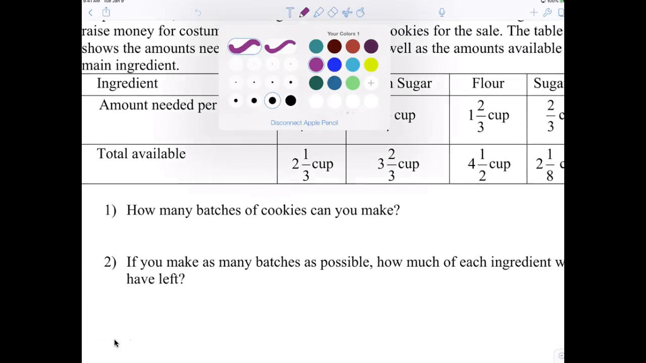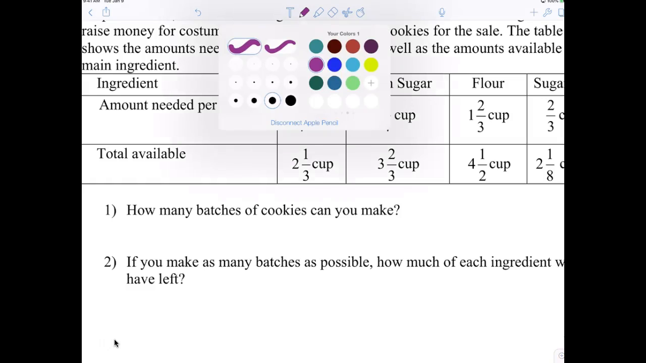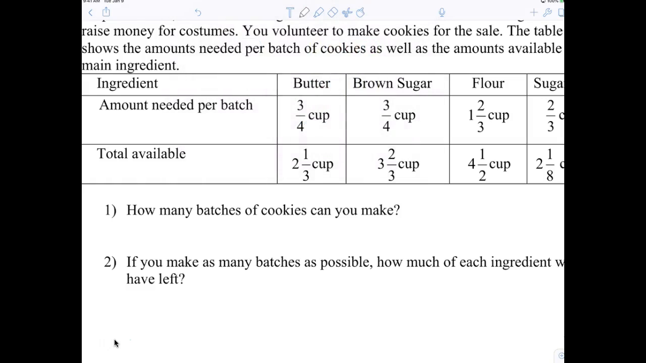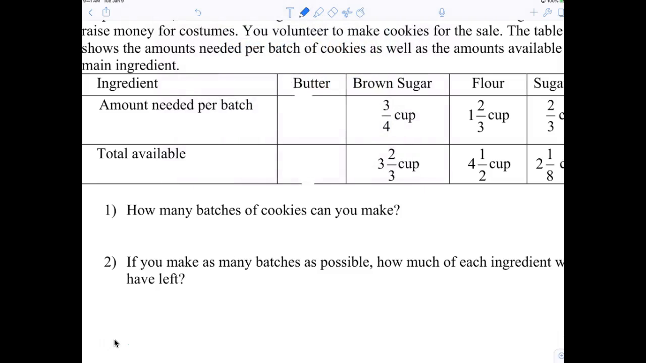All right, the first thing I'm going to do is I'm just going to clear this out for a second. So please watch. All right, and I'm going to erase this for a second. And then I'm going to put in here, let's say it required 2 cups, and you had 10 cups. Each batch of cookie required 2 cups, and you had 10 cups, and you could make what? 5 batches. Did everybody see how easy that was?